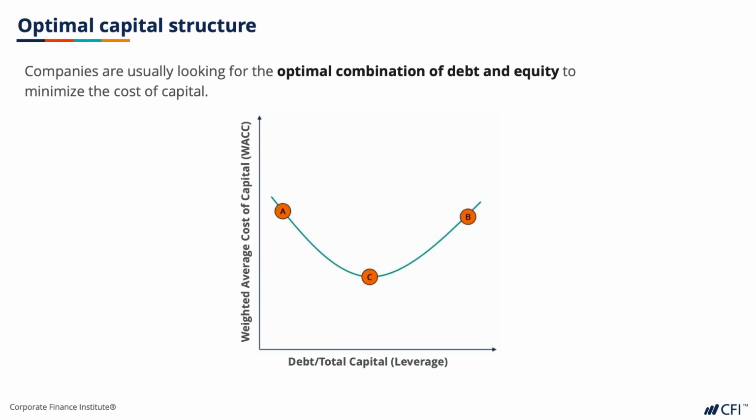At point B, on the other extreme, the company is almost all debt financed, which makes the company very risky because it doesn't have an ability to service that debt. And so the cost of capital is high again. But in the middle at point C is a sort of sweet spot where debt and equity are properly balanced, and the cost of debt, which is lower than equity, brings down the overall weighted average cost of capital.